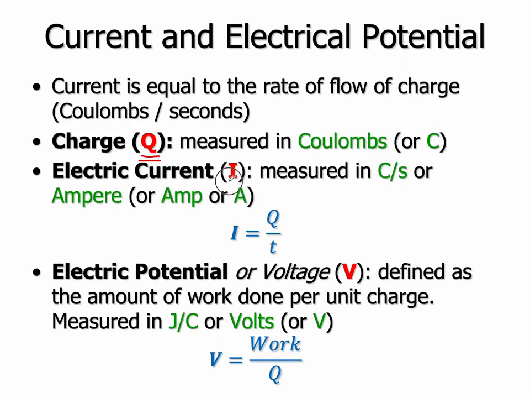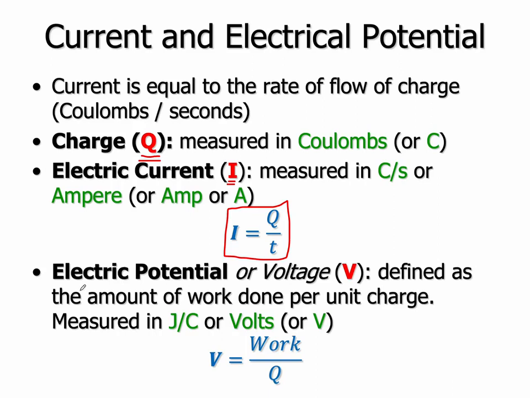Electric current is represented by the variable capital I, and it's measured in coulombs per second, or because we use it so frequently in everyday life, it's given its own unit, the ampere, which can be abbreviated either amp or just plain A. And here's the equation for electrical current. Electrical current is the rate of flow of charge, technically delta Q over delta T. It's how many coulombs of charge pass a point each second.